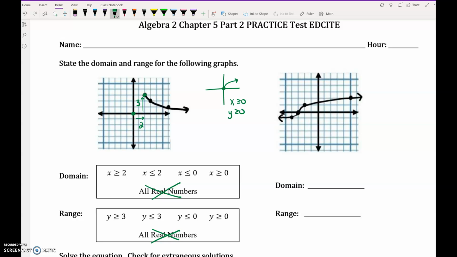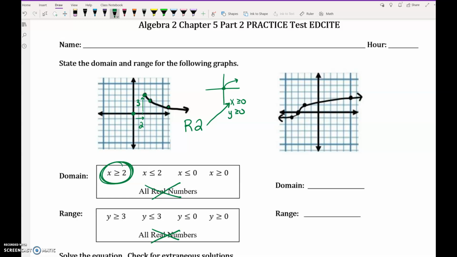So on the x-axis, this point has an x value of 2, this next point has an x value of 3, and this point over here has an x value of 6. So all of those x values are 2 or larger, so x is greater than or equal to 2. Because this thing moved right 2, it took that domain, x is greater than or equal to 0, and moved it 2 to the right, so it's now x is greater than or equal to 2.